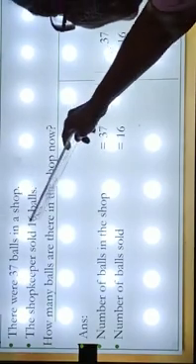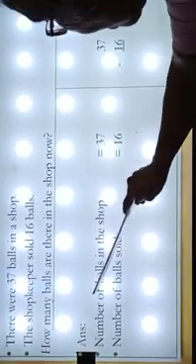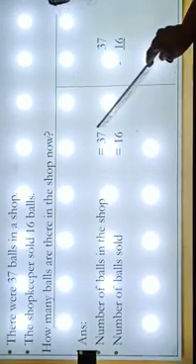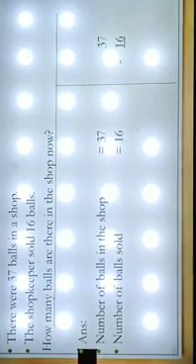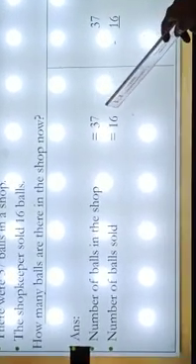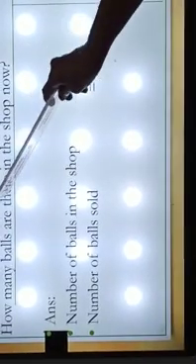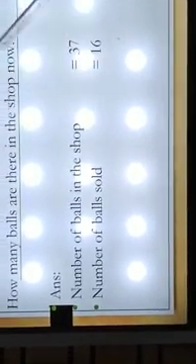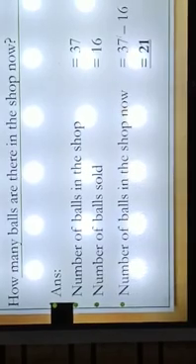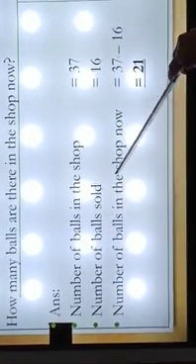Then using these data, you can write like this, number of balls in the shop, 37. Number of balls sold, 16. Then the question is, how many balls are there in the shop now? So you can write number of balls in the shop now.